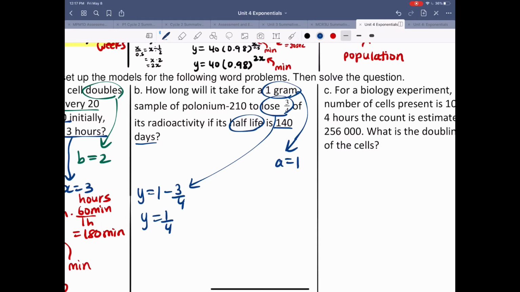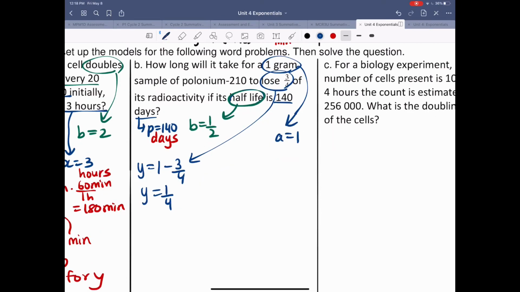So meanwhile, the half-life, that part, this means that B is equal to 1/2. The 140 days means that my P is equal to 140 and my units are in terms of days. So in this case, I'm starting off with 1 gram, losing that 3/4, and so that's why I'm left with y equals 1/4 grams or 0.25 grams. Because I have y equals 1/4, that means out of all the variables, I am really looking for the x. And why do I know that I'm looking for the x? Is because it says how long will it take. That's suggesting that I'm looking for the x.